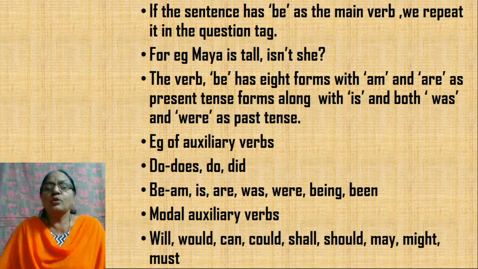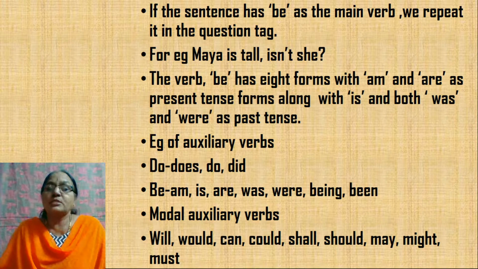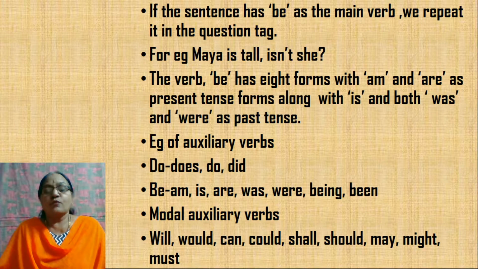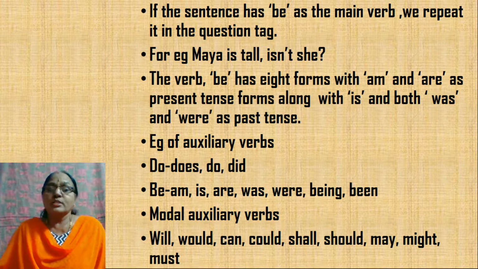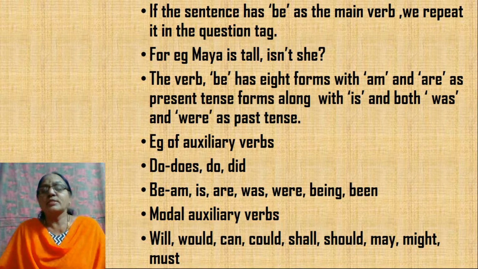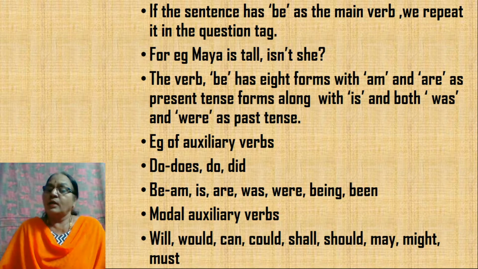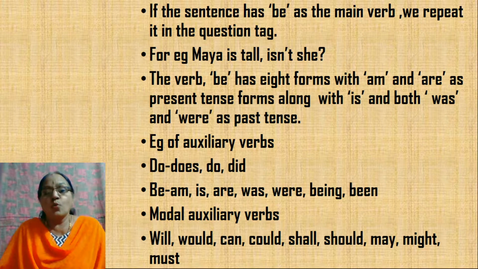Okay. So the next one, look at this. If the sentence has be as a main verb, we repeat it in the question tag. For example, Maya is tall, isn't she? Okay. So what is this be verb? The verb be has 8 forms. So am, are, is, etc. are all used in the present tense. And was, were, etc. are used in the past tense.